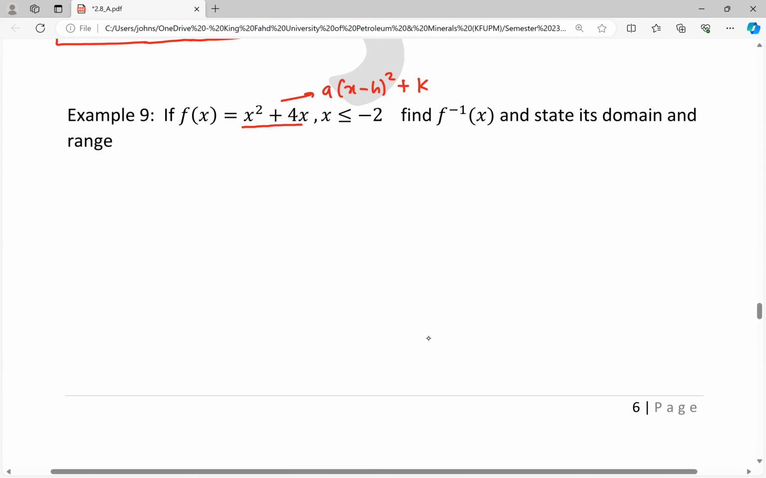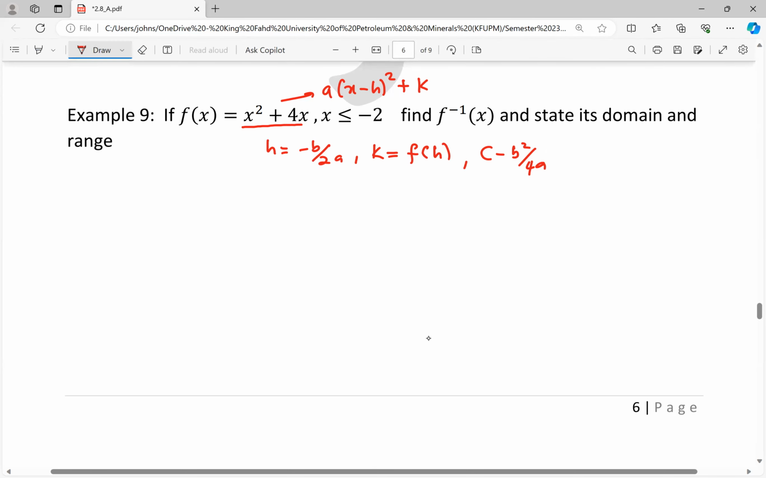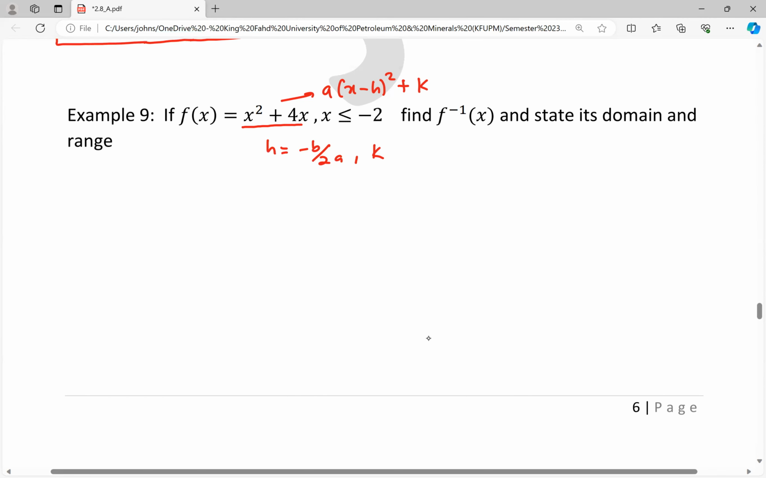Now, to change it to standard form, you have two ways. It's either you use completing the square, or you use the formula for h and k. Remember, h is minus b over 2a, I think. And k, you can find by using f of h, right? Or what's the formula? I think c minus b squared over maybe 4a or something. All right, yeah, you can use any of these. But I will prefer to use completing the square. So this one, we call it what? Y.